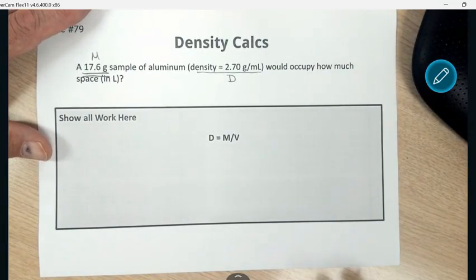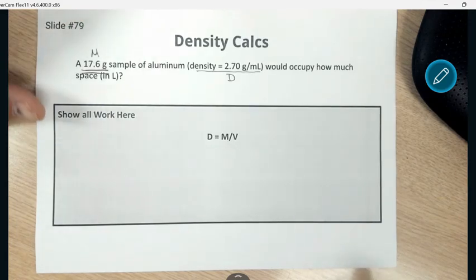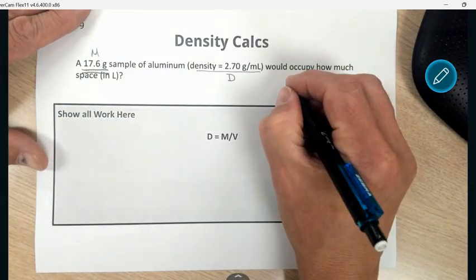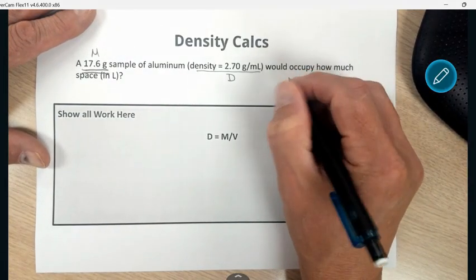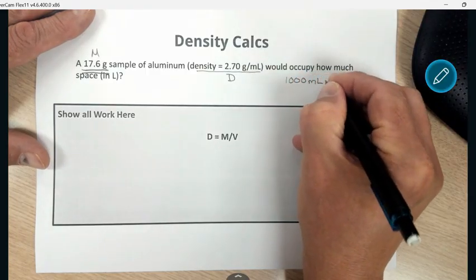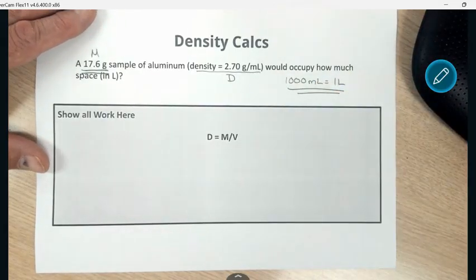All right, good. So this is a problem where we're doing it in liters. You're going to have one like this in your practice problem, so you better write this down or you better know this, ladies and gentlemen. We need to know the relationship between milliliters and liters, and it is this: 1,000 milliliters equals 1 liter. You're going to need that.